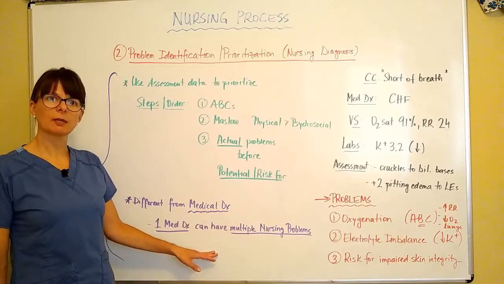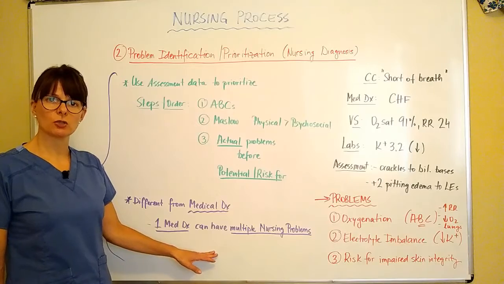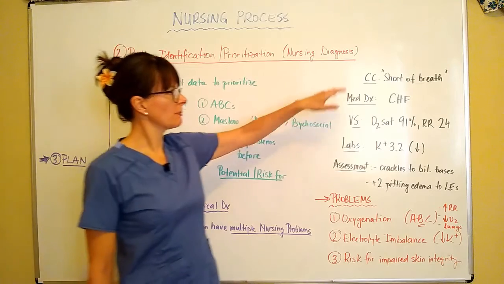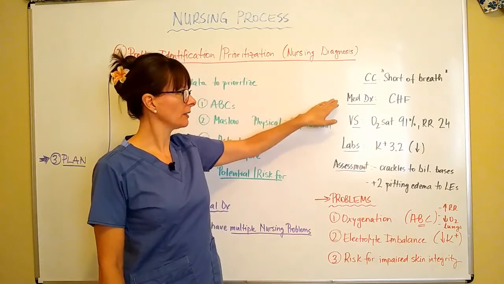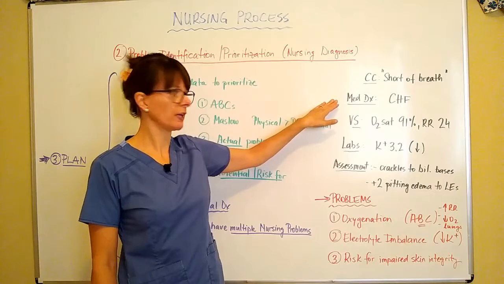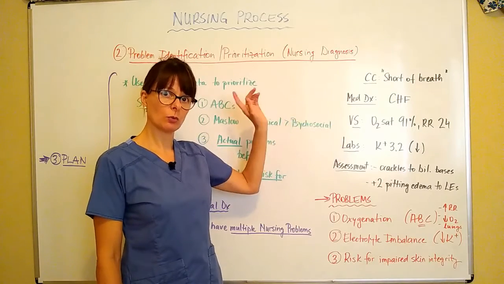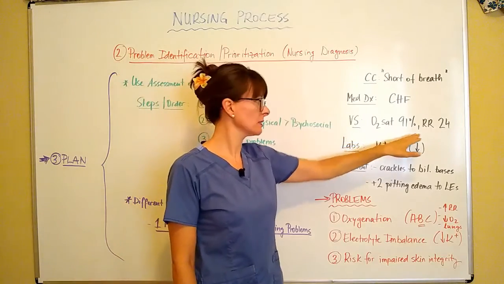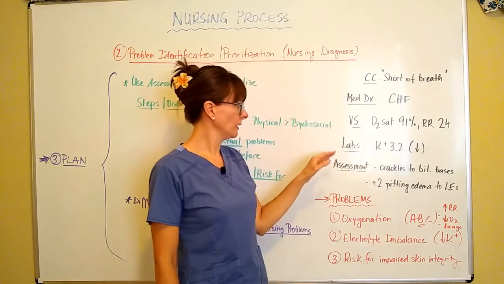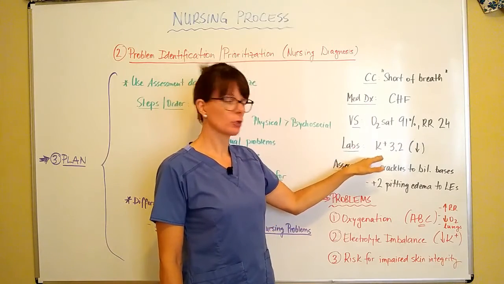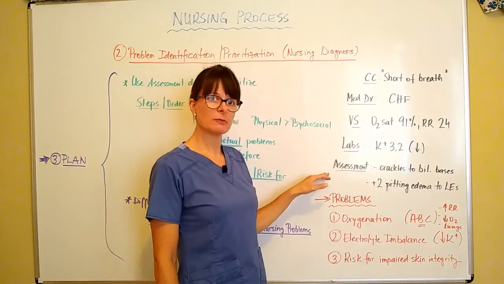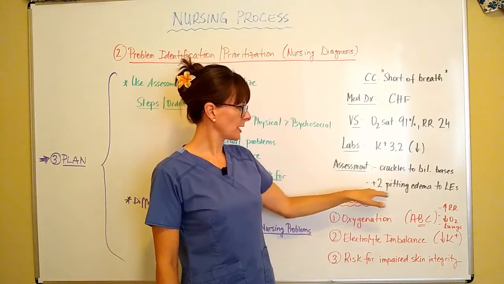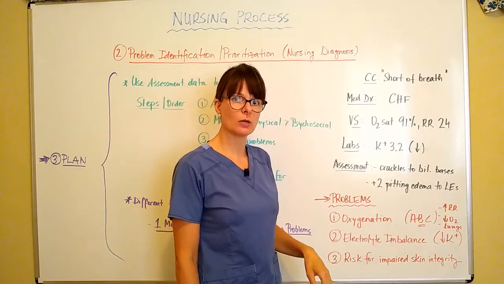Let's look at this in the example we started in our first assessment video. The patient's complaint was short of breath. The medical diagnosis is congestive heart failure. When we performed the physical assessment, we found vital signs: O2 sat was 91% and respiratory rate was 24. Labs showed a potassium of 3.2, which is low. In the assessment, we found crackles to bilateral bases in the lungs and +2 pitting edema to bilateral lower extremities.